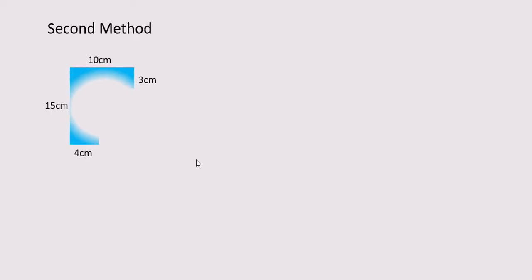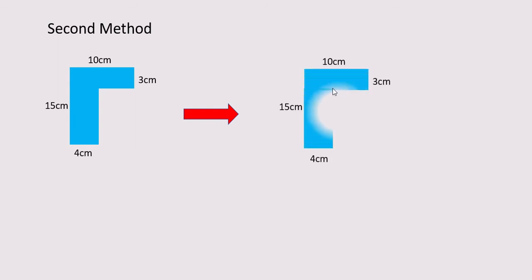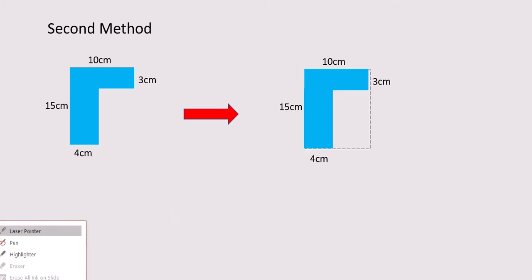The second method is, we have our shape here. We're looking for this side and this side. Okay, so we're looking at this area and this area. Now I want you to look at this point. From this point to this point is what? Remember, from here to here is 10 centimeter.